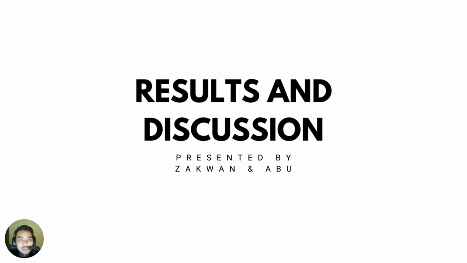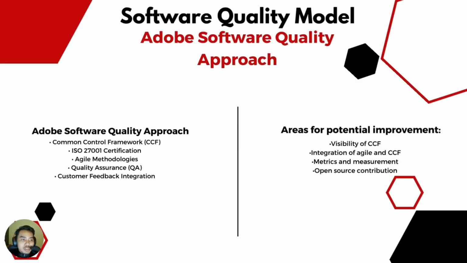We cover the results and discussion of the software quality model. As we all know, Adobe is a big company and has many products that have been successfully produced that generate huge profit for the company and also bring a lot of benefit to the world. So, for the software quality model, Adobe does not have a single software quality model. Instead, they take a multi-phase approach to ensuring the quality of their software, incorporating different frameworks and methods throughout the development process. So here are some key aspects of Adobe's software quality approach.